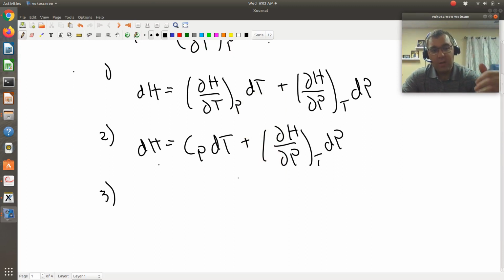So I'm stuck. What do you do when you're stuck? You go back to your fundamental equation for that thermodynamic state function of interest. So we want to go back to our fundamental equation for H.